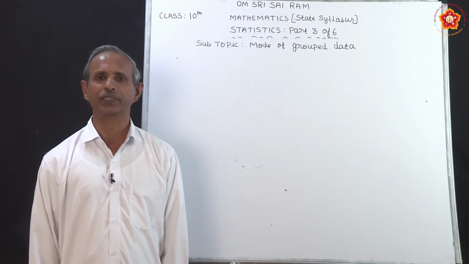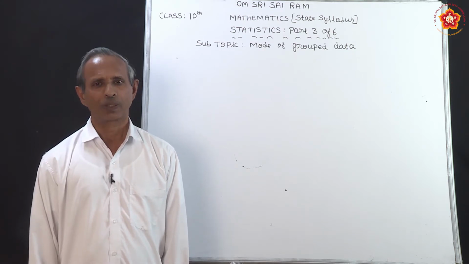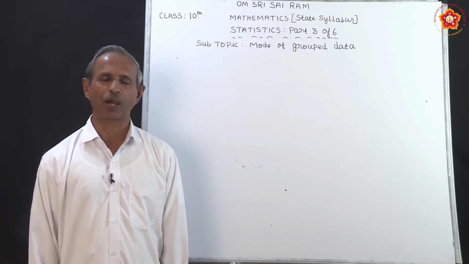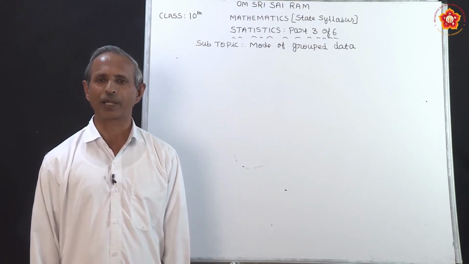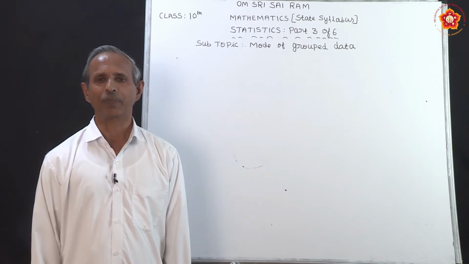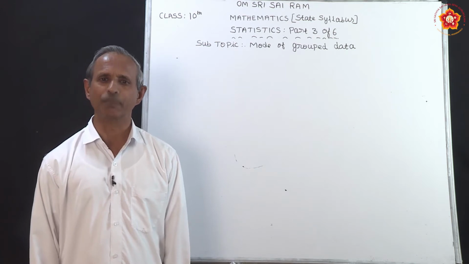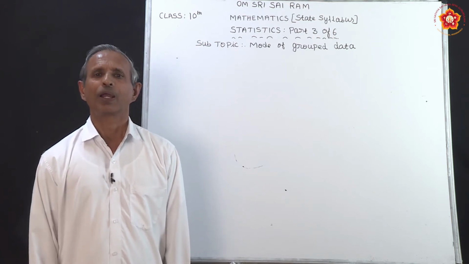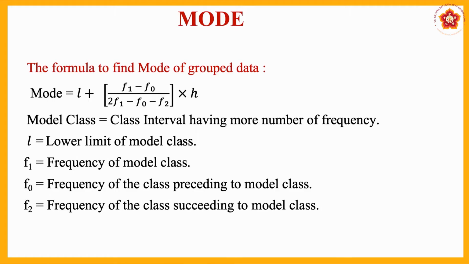The topic is statistics, part 3 of 6. In the previous class, we learnt how to find the mean of grouped data by different methods. One is the direct method, another is the assumed mean method, and another is the step deviation method. Today, let us learn how to find the mode of grouped data.